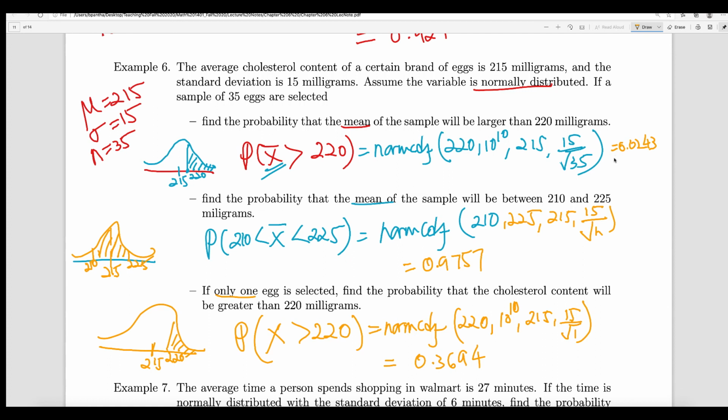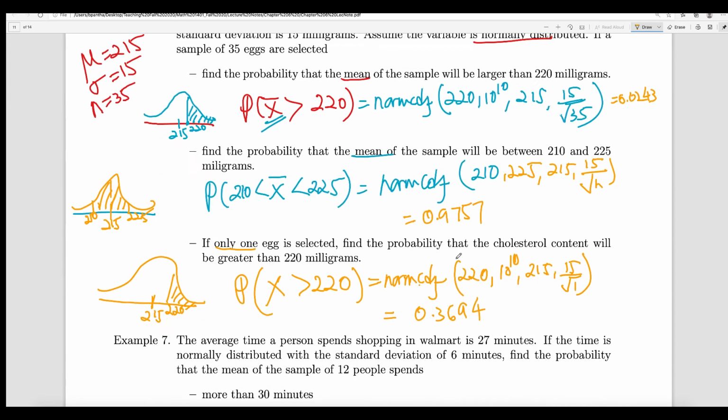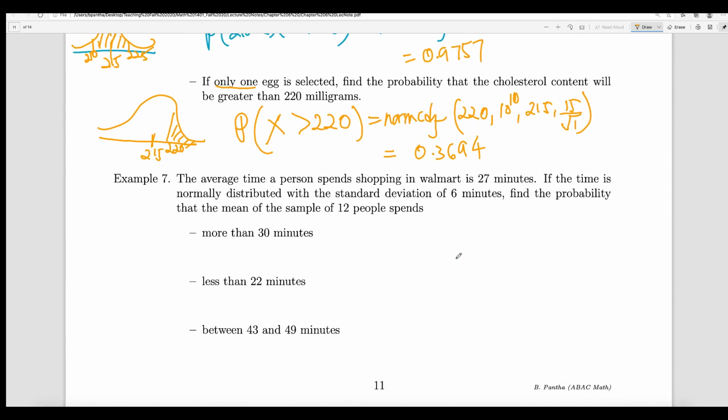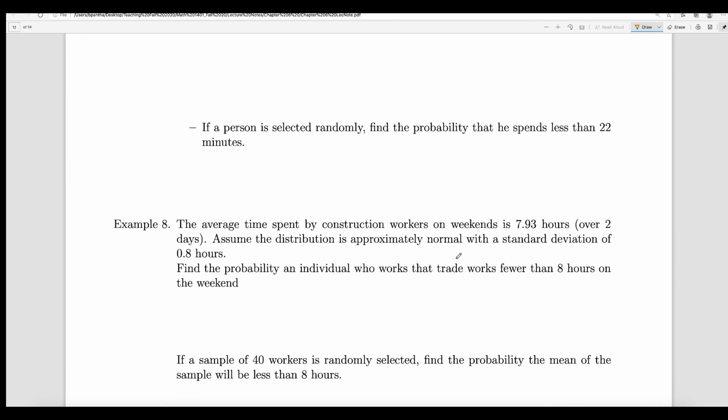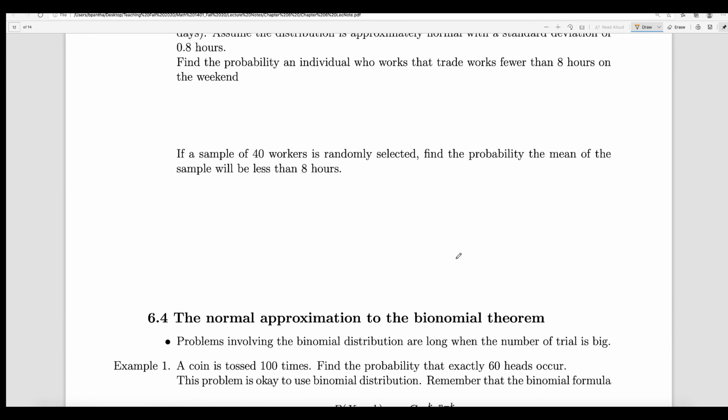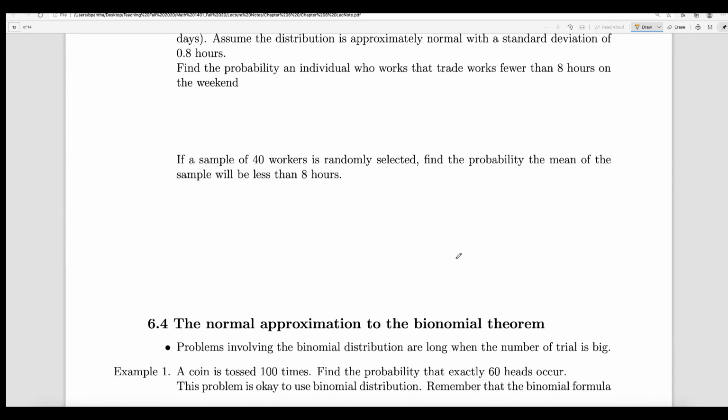For the mean to be greater than 220, most of the data you pick from that sample needs to be bigger, right? Which is a lower probability because the mean is 215. But one or two data points can happen that way, so that may have a higher chance. So all these, example 7, example 8, are done exactly the same way. Okay, guys, we are skipping 6.4 because 6.4 is the binomial problem. You can use the technique we learned in the previous chapter.